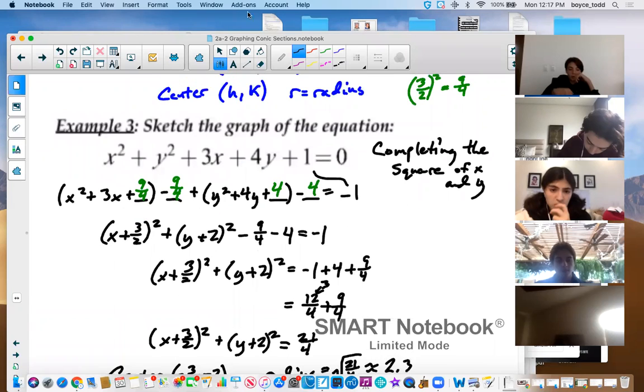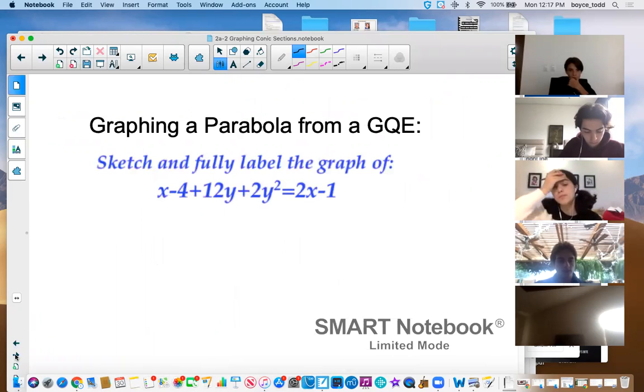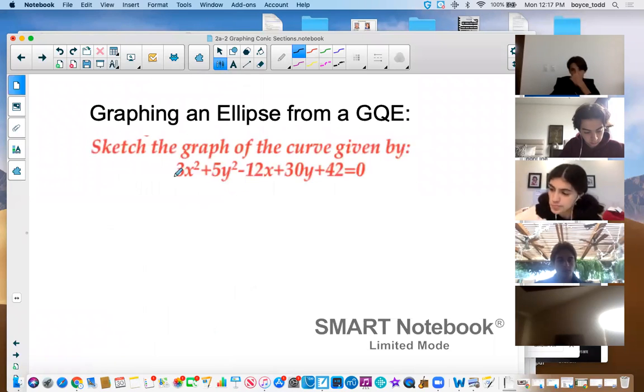All right, so that's a circle. Let's go on to 2 more and we'll be done. And I'll show you where to practice this. So we're gonna skip parabola since I already showed you that. And also we just don't have enough time to be doing extra stuff like that. So, okay, so let's do an ellipse.